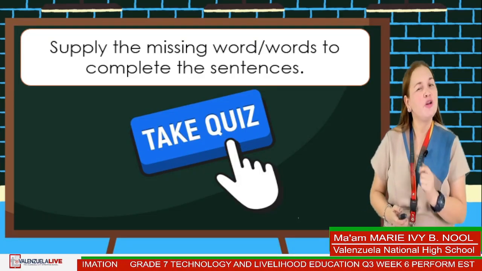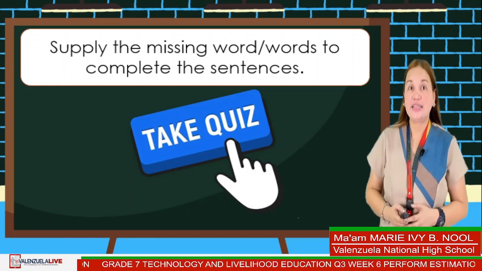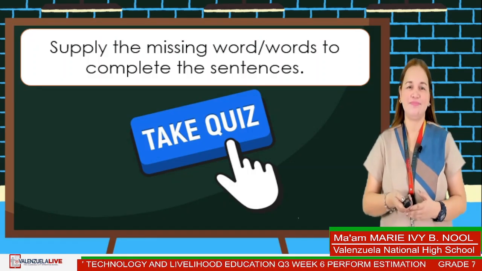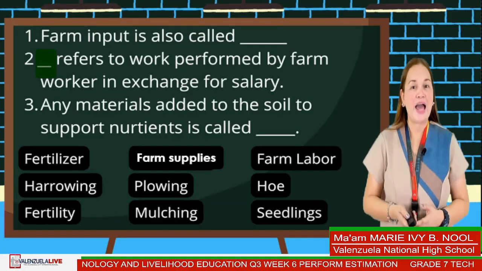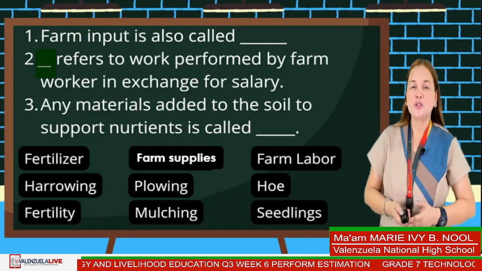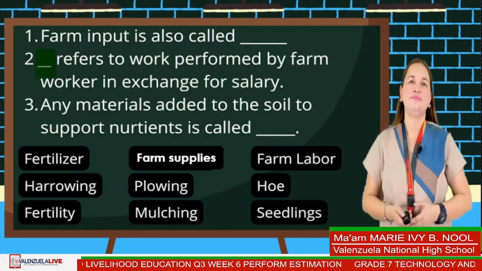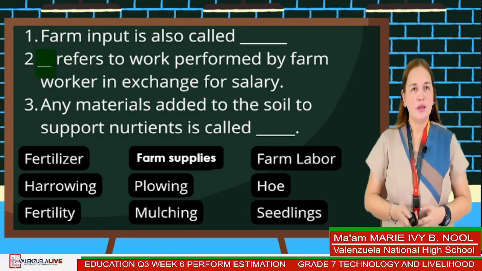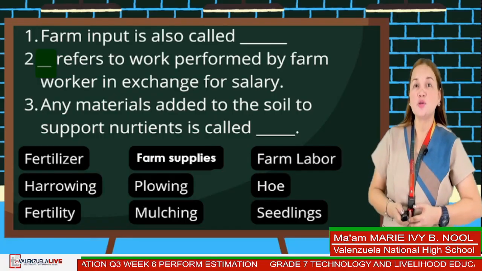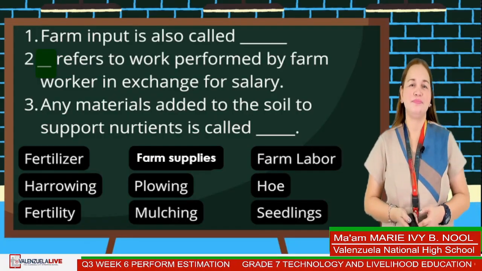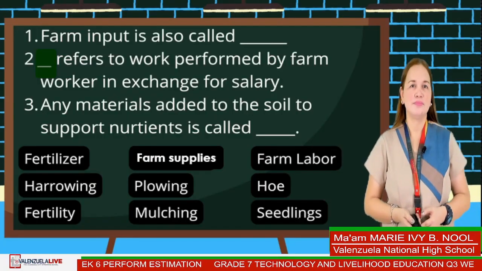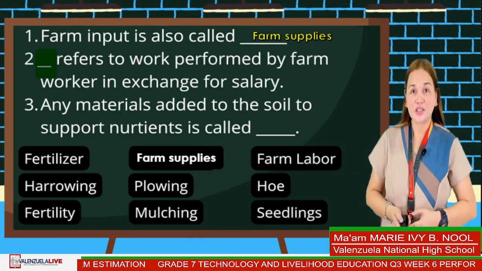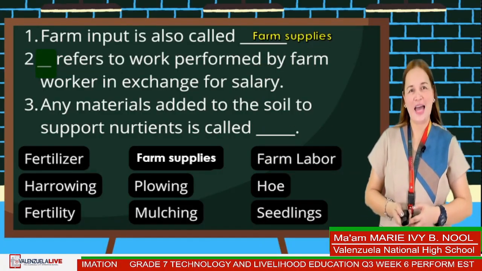To test if you fully understand the lesson, get your notebook and pen and let's have a short quiz. Supply the missing word or words to complete the sentences. Number 1. Farm input is also called blank. The correct answer is farm supplies.